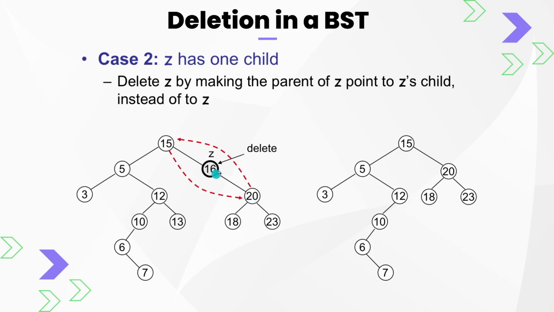Imagine that we are going to delete 16. So, our z is 16. We look at its parent. Its parent is 15. So, instead of parent 15 pointing to 16, we make parent 15 point to its child, which is 20. These are the two pointer manipulations which we may have to do for carrying out deletion of a node with one child. After doing this deletion operation, this is how your tree should look like. Followed by 15, we have a link to 20.